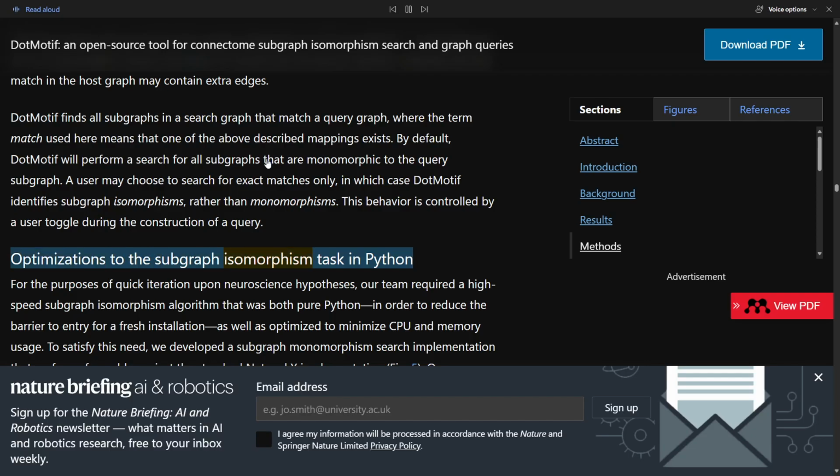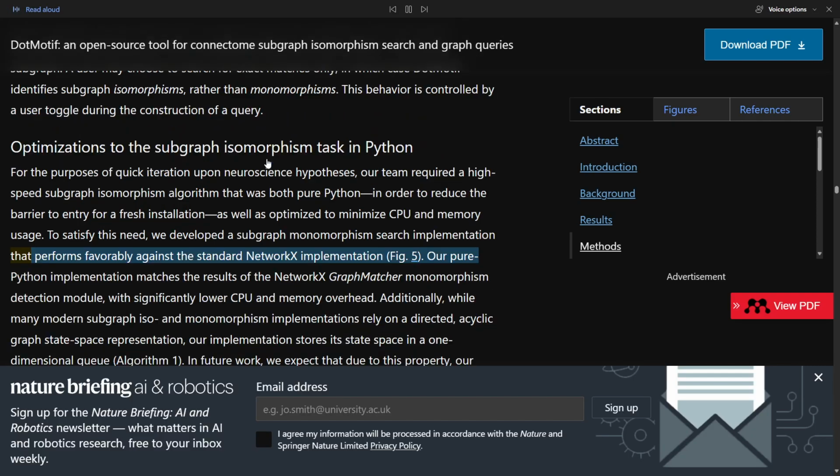Optimizations to the subgraph isomorphism task in Python. For the purposes of quick iteration upon neuroscience hypotheses, our team required a high-speed subgraph isomorphism algorithm that was both pure Python in order to reduce the barrier to entry for a fresh installation, as well as optimized to minimize CPU and memory usage. To satisfy this need, we developed a subgraph monomorphism search implementation that performs favorably against the standard NetworkX implementation, Figure 5.